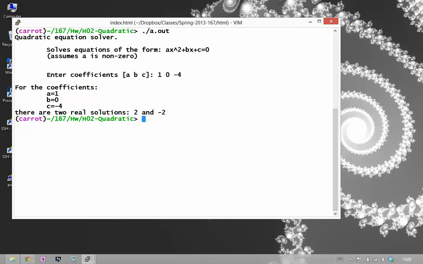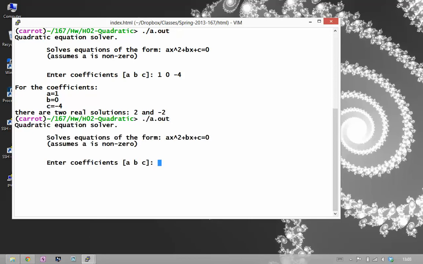So I hit enter. For the coefficients a equals 1, b equals 0, c equals -4, there are two real solutions, 2 and -2. This stuff here is user feedback, to let the user know that, yes, I got the coefficients from you and this is what I think they are. And then present the answer. All right, let me run it again.